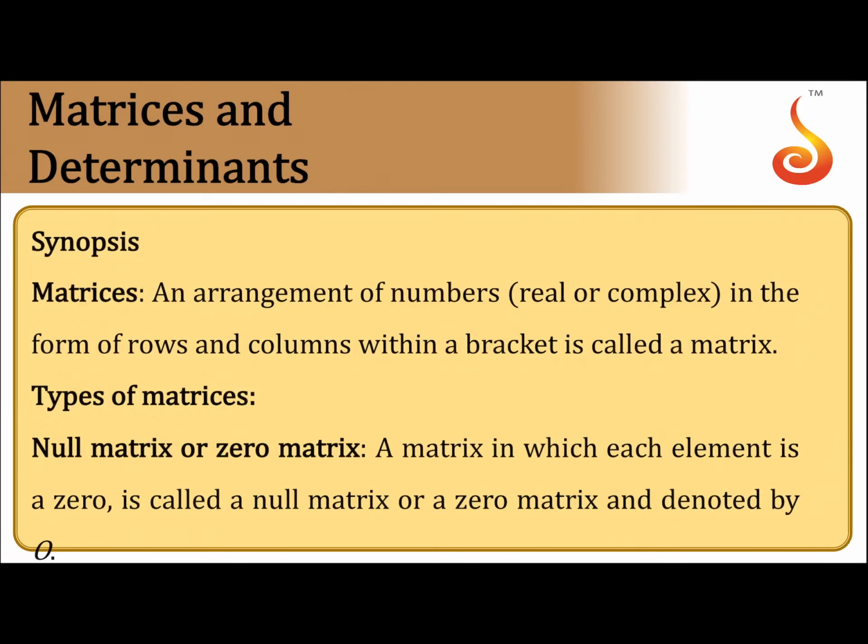So, as a basic definition of matrices, the arrangement of numbers in the form of rows and columns within brackets is called a matrix. And for the types of matrices, when all the elements of a matrix are zeros, that is called a null matrix or zero matrix.